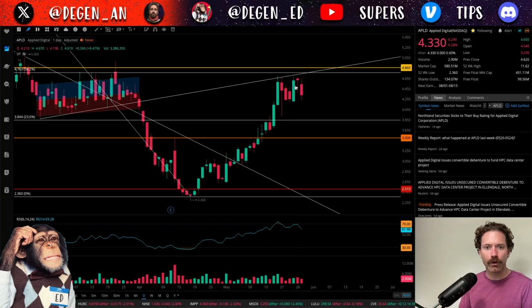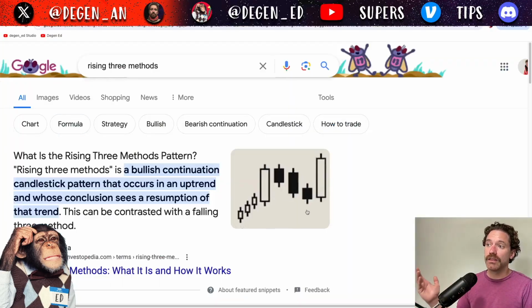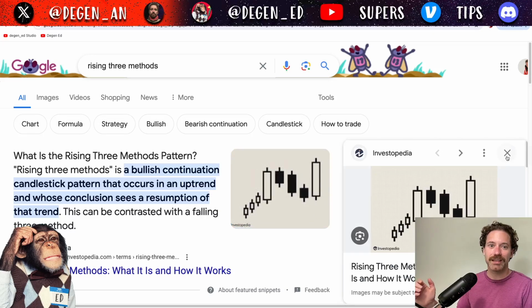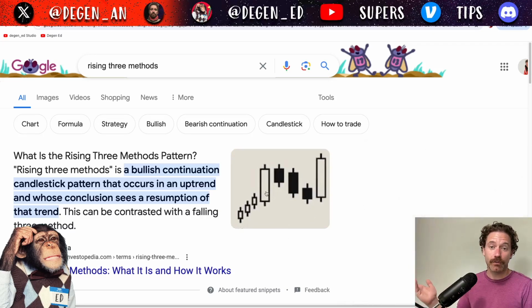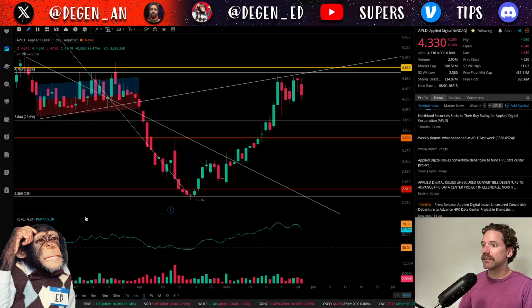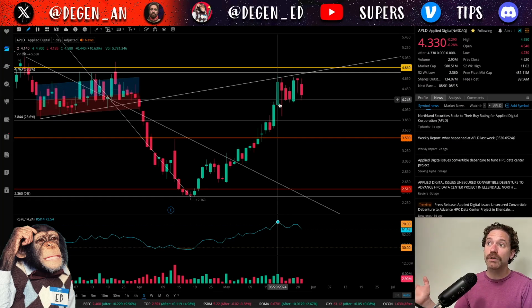And so I can flip over so we can look at it here. This is what that pattern looks like. The rising three method, you can't really see it behind me there. But that is just a big green candle here, 3 red candles followed by another green candle, and then going up above these red ones. And so what is the rising three methods pattern? This is a bullish continuation candlestick pattern that occurs in an uptrend and whose conclusion sees a resumption of that trend. And so I could see that with this being here.